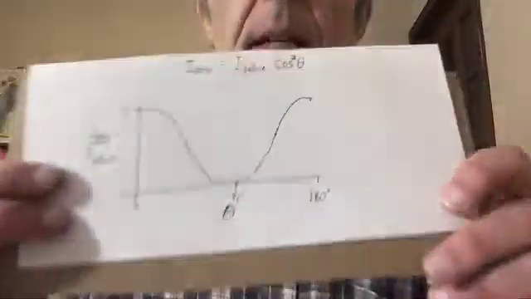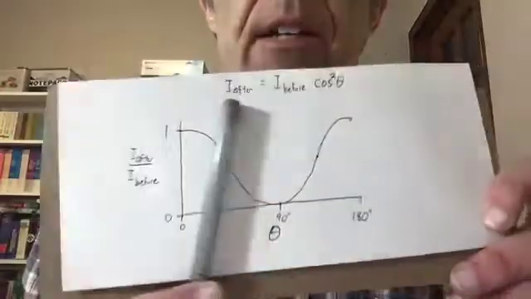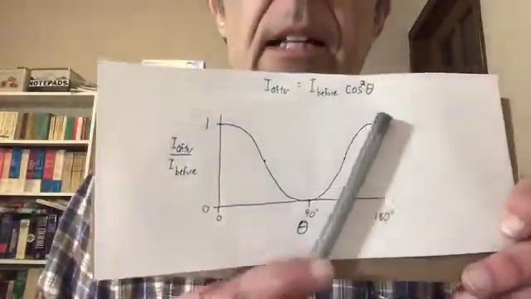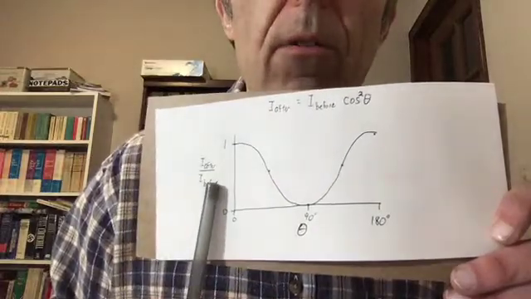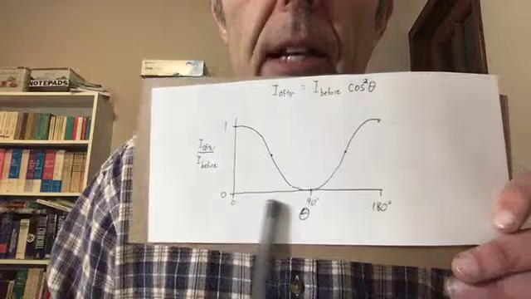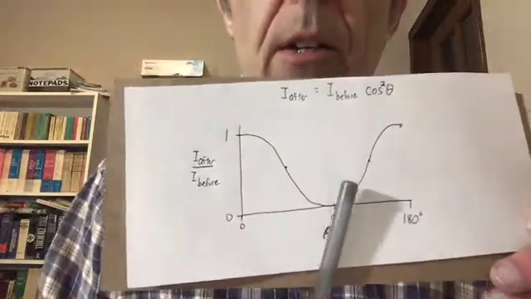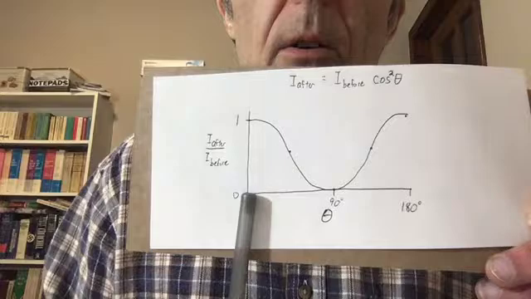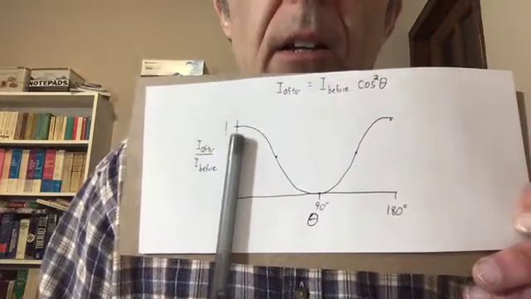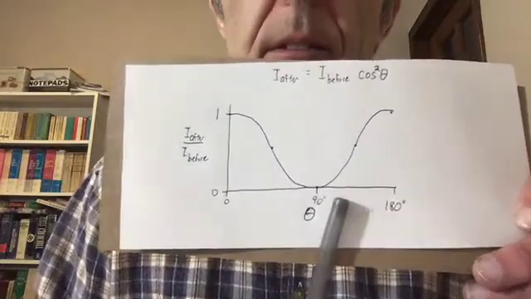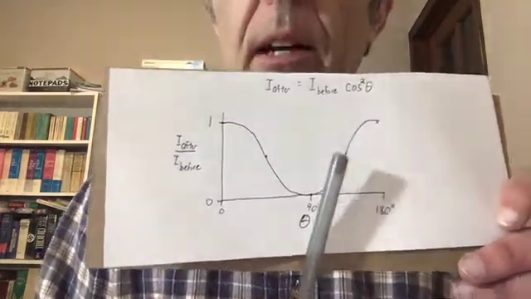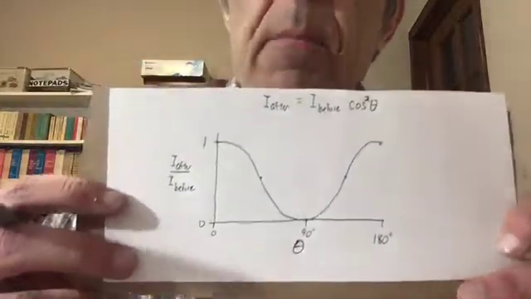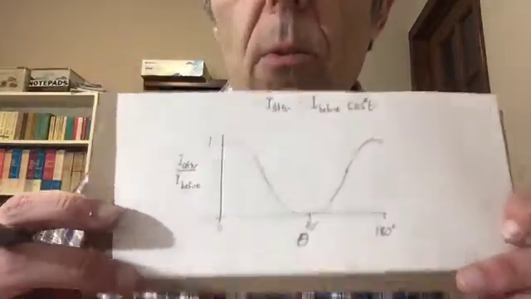So let's see how that behaves. This is a plot of I after is equal to I before cosine squared theta. That's the law of Malus. So what I'm going to do is plot the ratio of I after over I before as a function of theta. So all I'm really doing is plotting cosine squared theta. At 0, you have 1. That's when their axes are aligned. At 90, you have 0. At 180, you're back to 1 because cosine of 180 is minus 1, but minus 1 squared is 1.